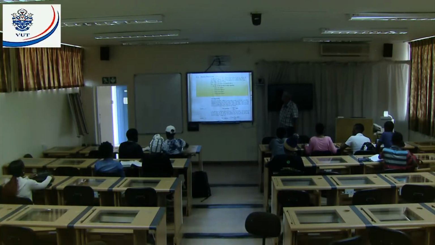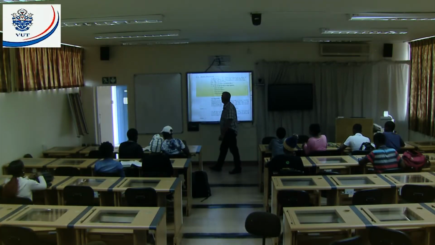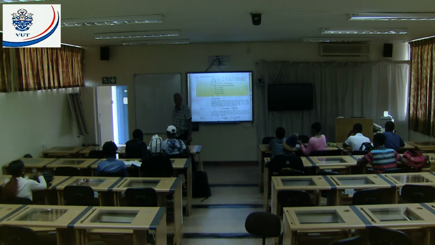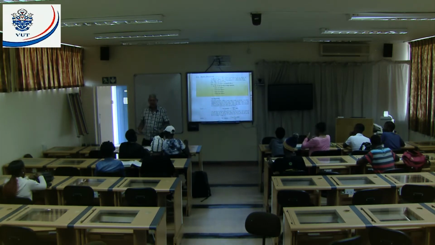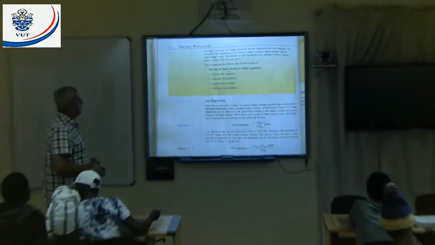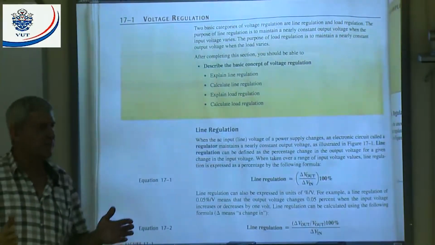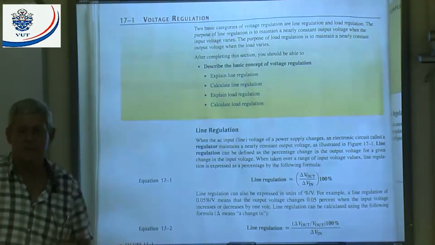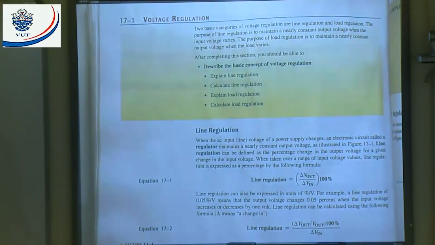Today we're going to start with chapter 17.1, voltage regulation. Now, why do we want to regulate voltage? We want to get a constant and a fixed voltage, all right. How do we do it? We make use of voltage regulators to keep that voltage constant, even if the load changes, and even if the input voltage changes, we want to keep the output voltage constant.